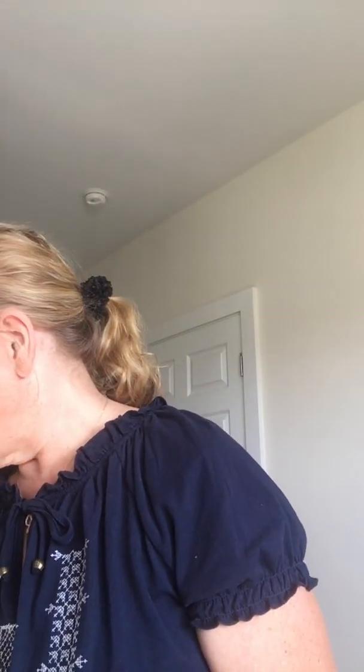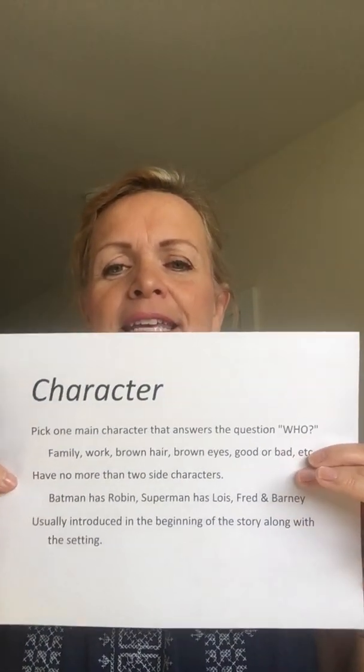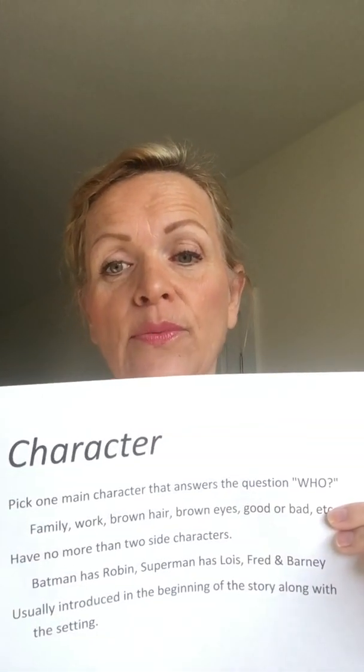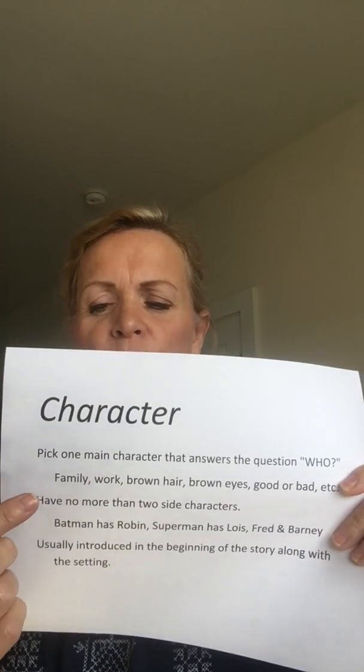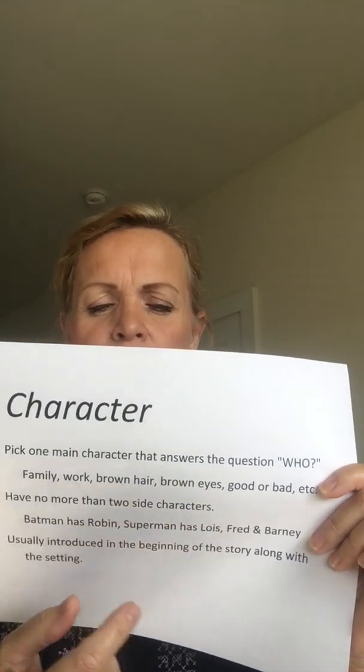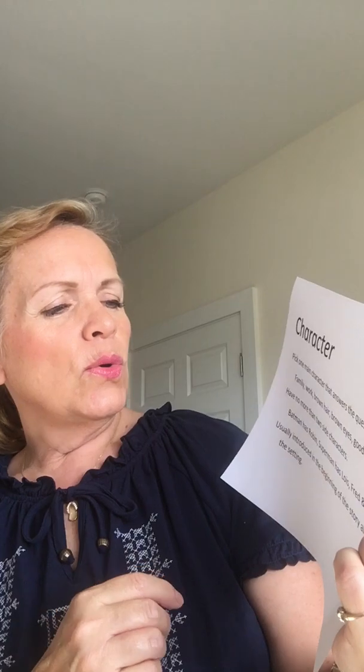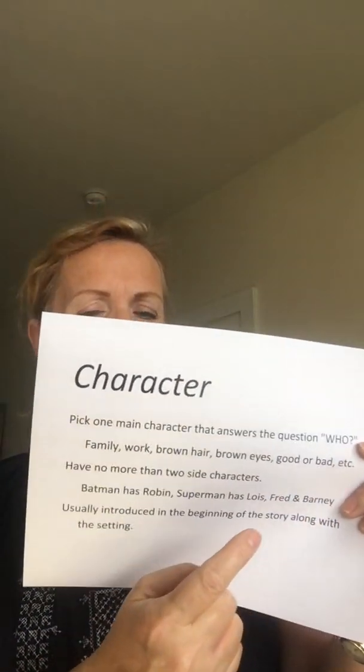Good. All right, the next one is the character. This is the person, the main person of the story. Such as in our book that we're reading, Holes, the main character is Stanley Yelnats, right? He's the main person. All right, so this person is going to be somebody who answers the question, or you're going to answer the question of who this person is, and then what are the details of this person?